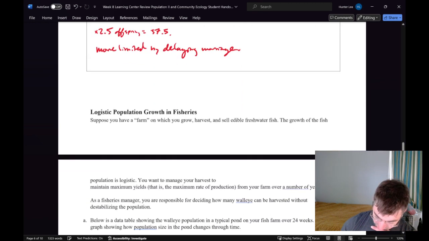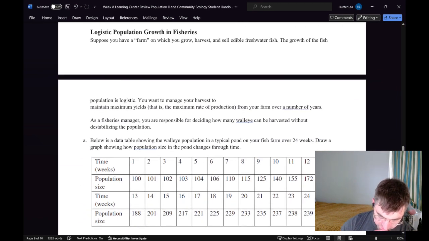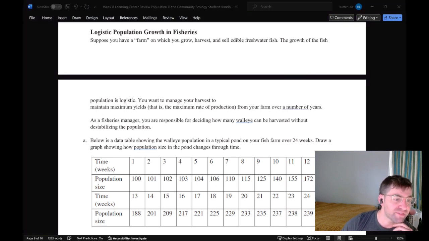Logistic population growth in fisheries. Suppose you have a farm on which you grow, harvest, and sell edible freshwater fish. The growth of the fish populations is logistic. You want to manage your harvest to maintain maximum yields, that is the maximum rate of production from your farm over a number of years. And as a fisheries manager, you're responsible for deciding how many walleye can be harvested without destabilizing the population. Walleye are super tasty, whitefish we call them.